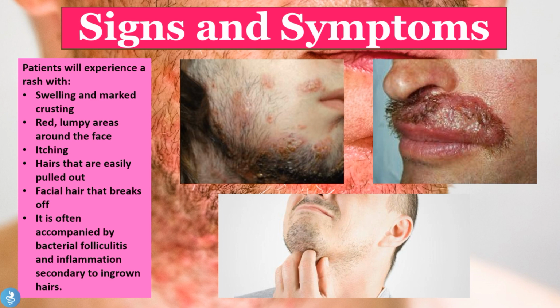And the rash is often accompanied by a bacterial folliculitis and inflammation secondary to ingrown hairs. So in addition to this fungal infection, which causes this typical rash, these patients will now be more susceptible to the development of secondary or opportunistic bacterial infections. Because the skin in that affected area loses somewhat of its immune fighting capability, these patients will be more susceptible to developing secondary bacterial infections as well. So these are all the signs and symptoms that one can experience in Tinea barbae.